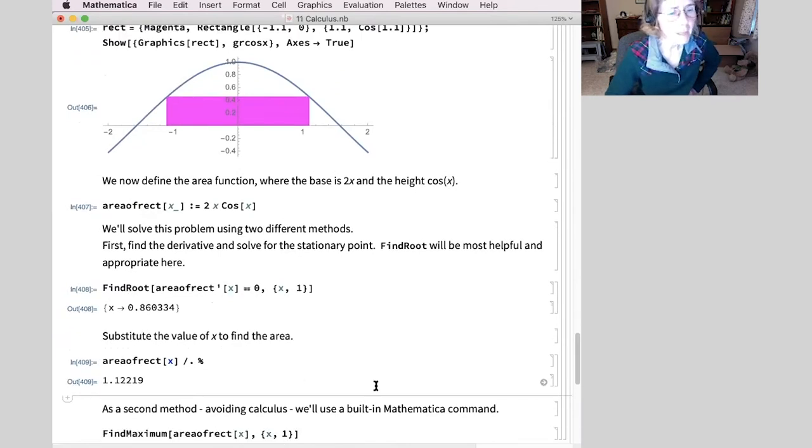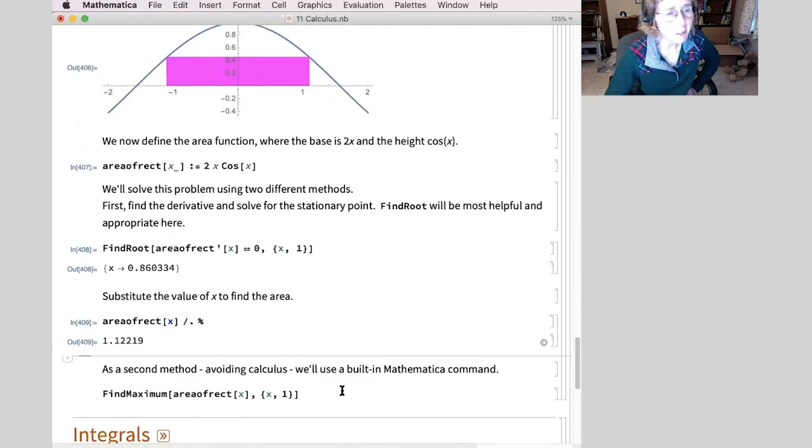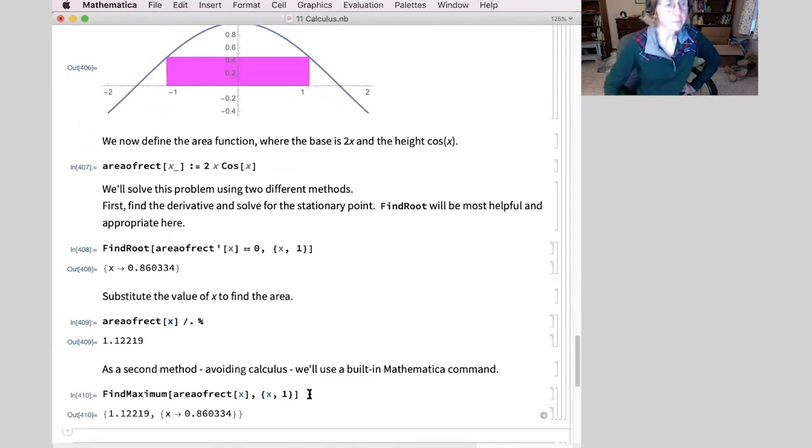Now, you know, there's more that's built in. There's a FindMaximum command. Here's my function, and I need to give an initial guess. 1, good enough. And there's the same information. It gave me the area of the rectangle and the x value also, kind of quickly and directly, but we know studying calculus is good.